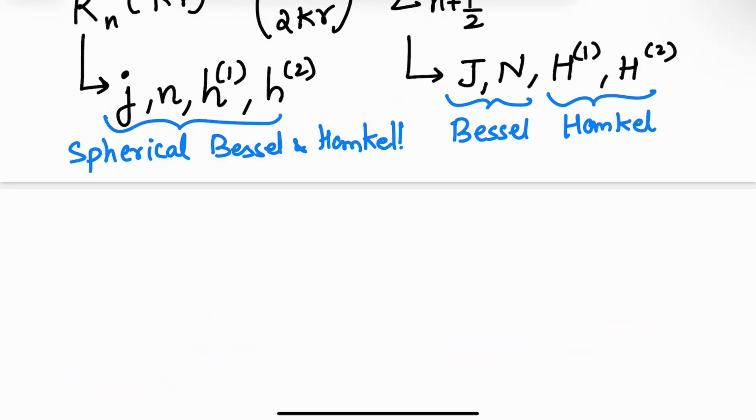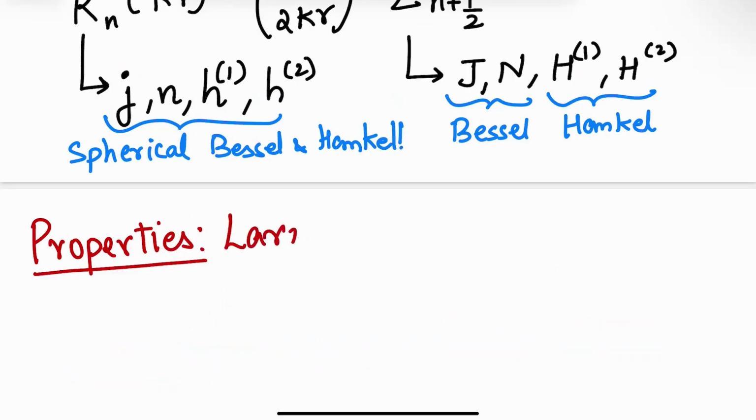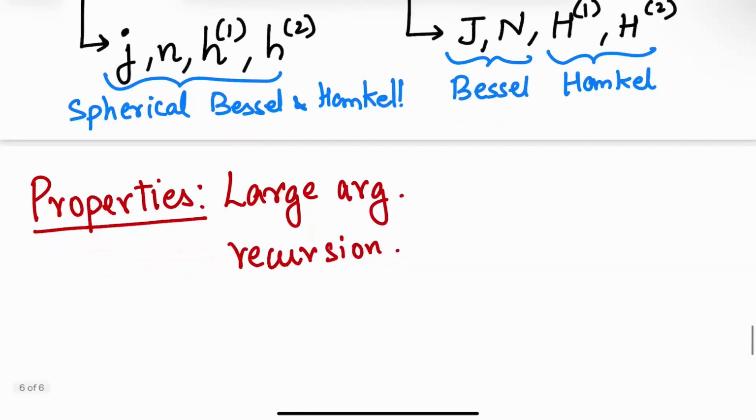So which section is this? This section is 8.1. Properties are very similar, and they are basically your large argument expansions. So we saw that j behaves like cosine, n behaves like sine, h1 behaves like e to the ikr, and h2 behaves like e to the minus ikr. Okay, recursion: we saw recursion relations for Bessel functions. They are very similar in the spherical case. And there is the Wronskian relation.